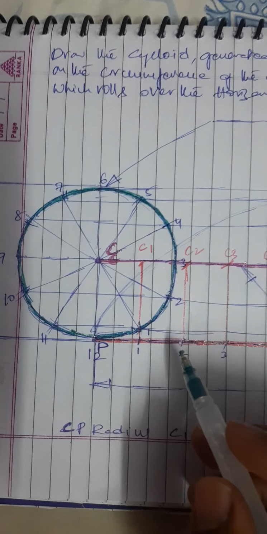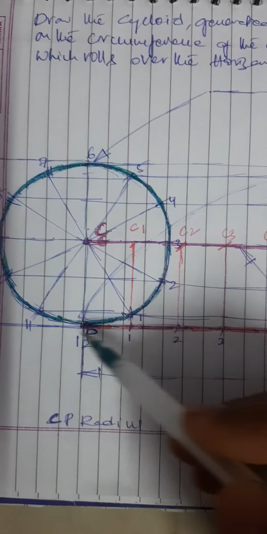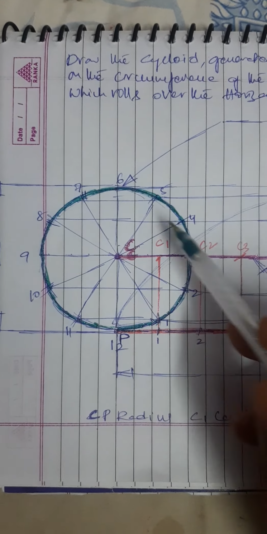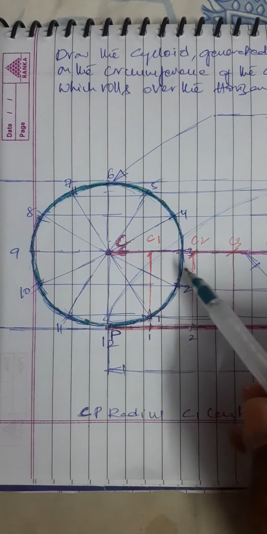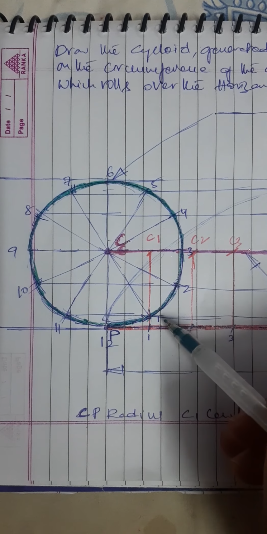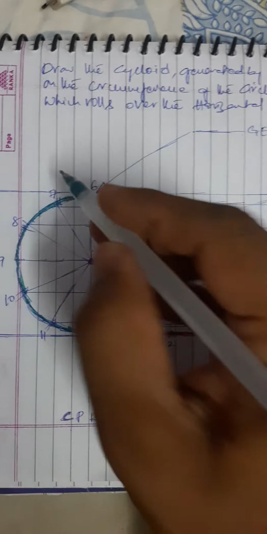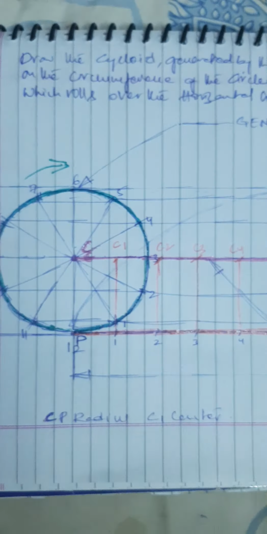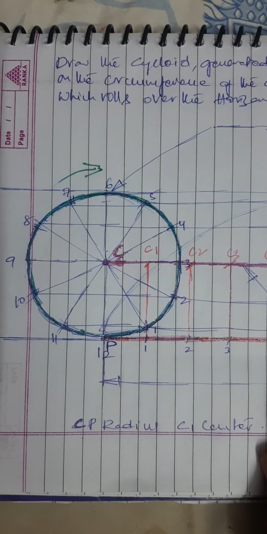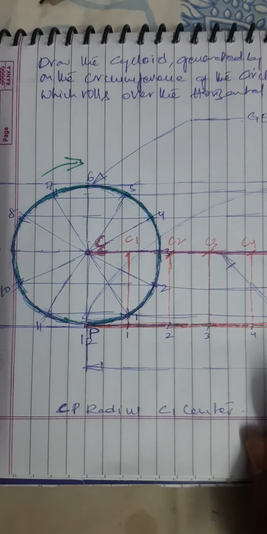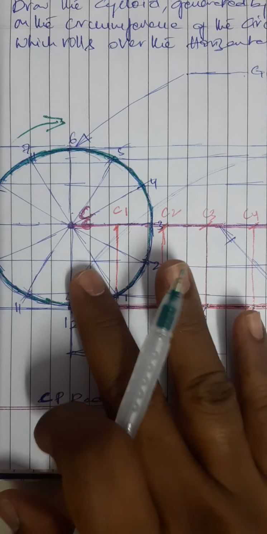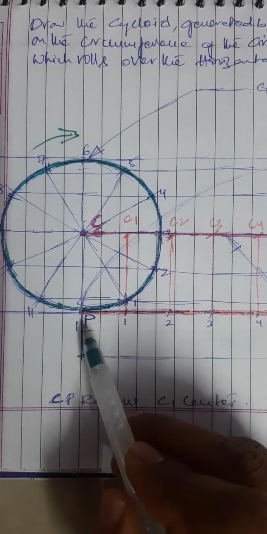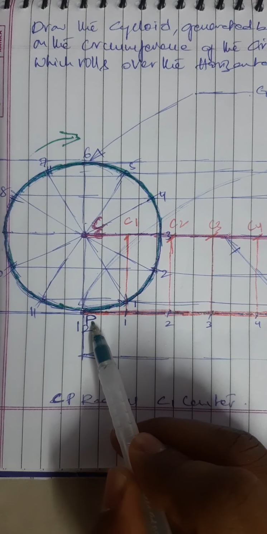Okay, so first draw the circle with the given diameter, and after this divide the circle into 12 equal parts. Next, name the divisions in the anti-clockwise direction, as it rolls in the clockwise direction. Now it's time to locate the position of the generating point at the bottom of the circle.